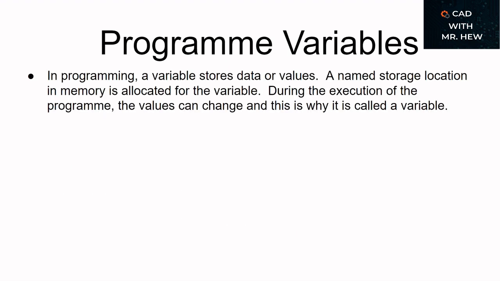Now we mentioned the term variables. In programming, a variable stores data or values. It is a named storage location in memory that is allocated for the variable. During the execution of the program, the values can change, and this is why the name variable is assigned to the container which holds the values or data.